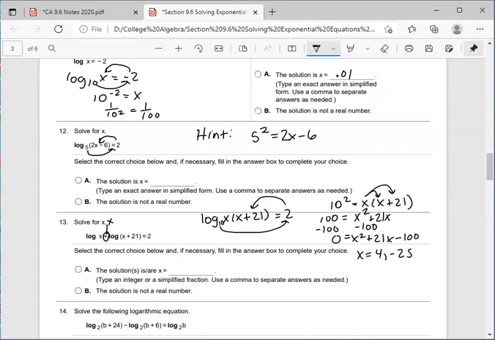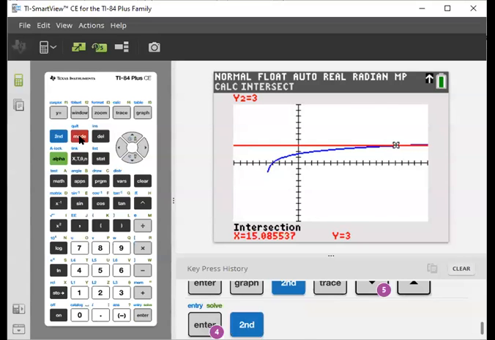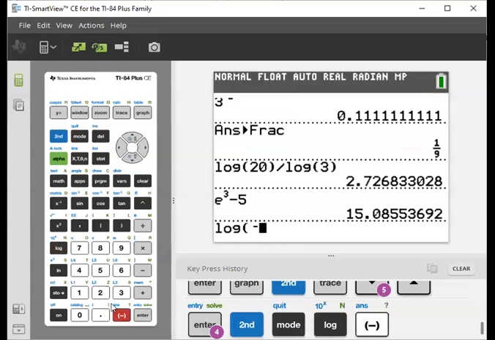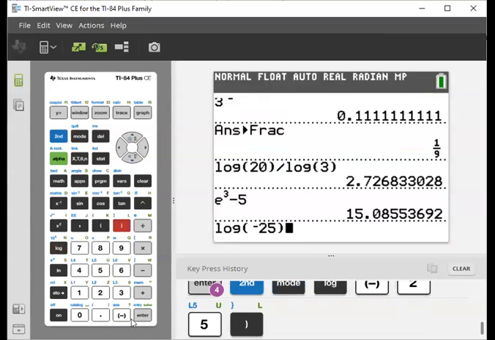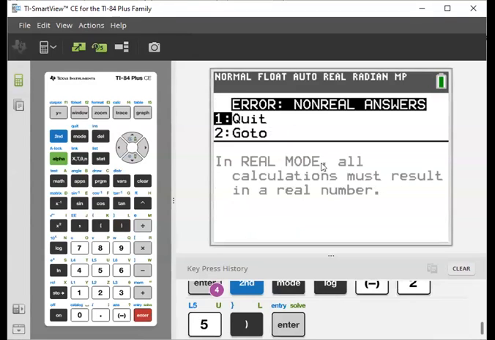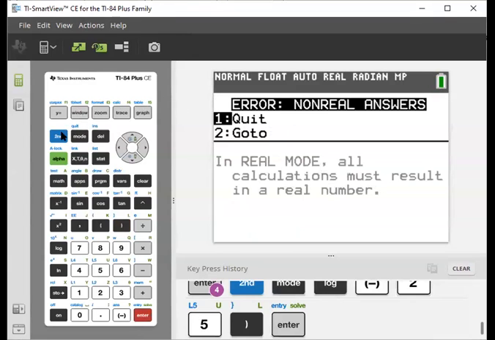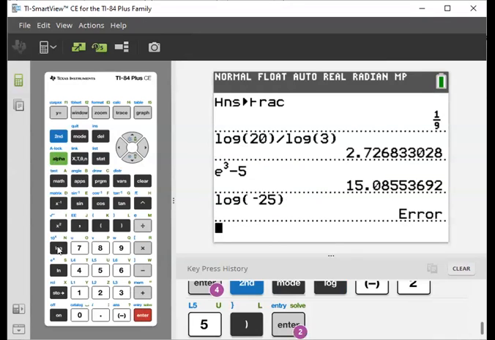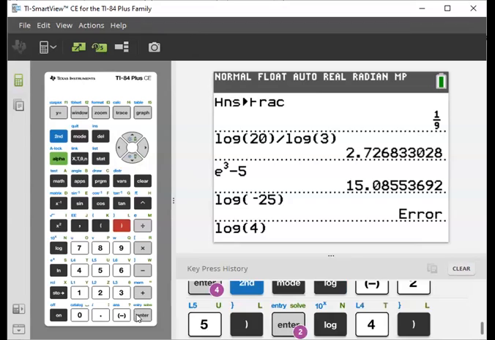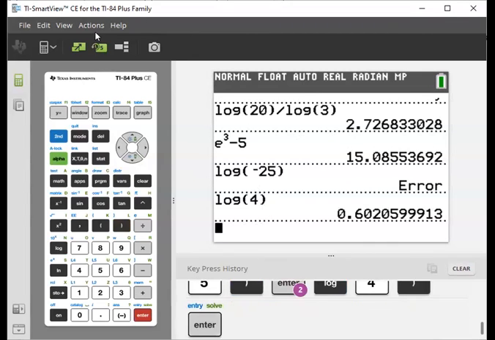So let me just show you real quick. If I went there and I said log negative 25, can't do that. So it's going to let me take the log of 4. That's going to be fine. So log of 4, we have a number for that. So on those, you've got to be careful and go back and plug them in your original formula.